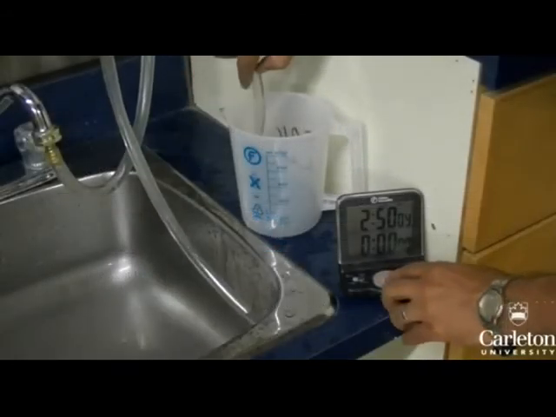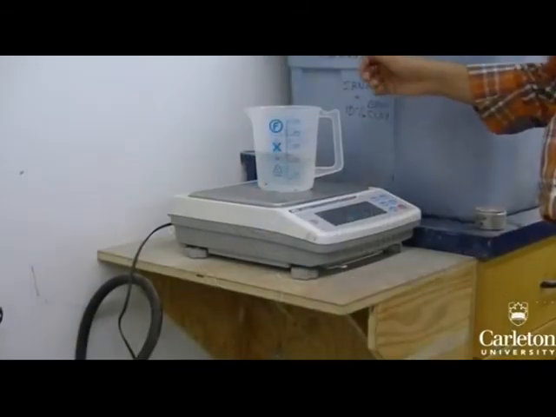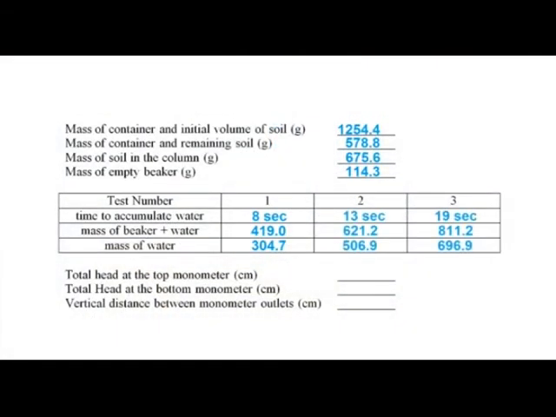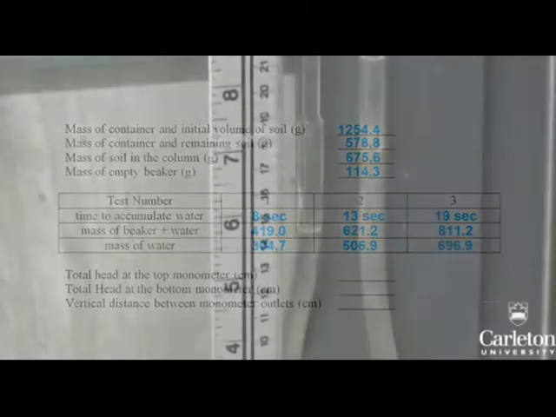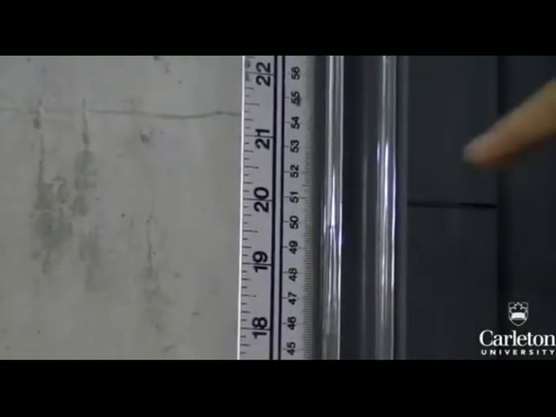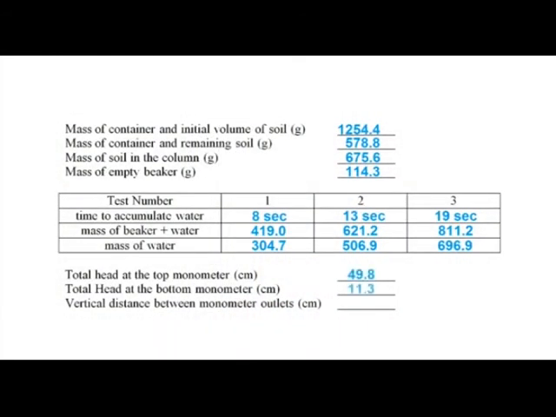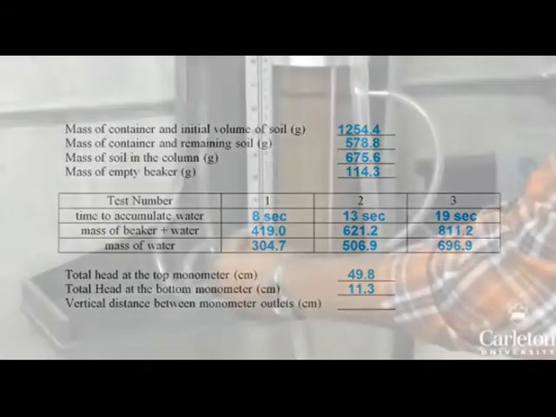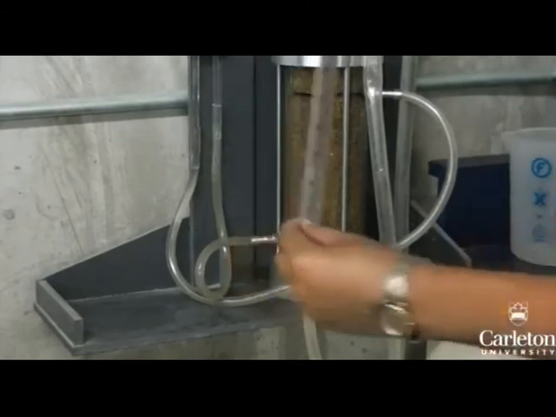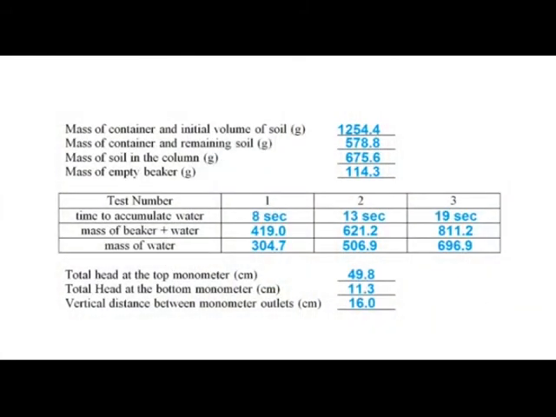Repeat this test 2 more times, each time aiming for a different amount of water. Before we finish, we need to calculate the head applied to the sample. To do this, measure the total head at each manometer from the base of the cylinder. Here the head height of the top manometer is 49.8 centimeters, and 11.3 centimeters for the bottom manometer. Finally, record the difference in height between the outlets to the 2 manometers. You can draw a line around the outside to help you do this. In our case, this was 16 centimeters.